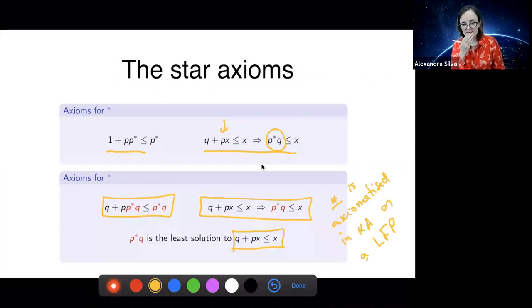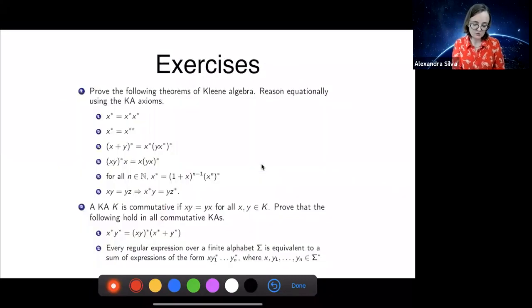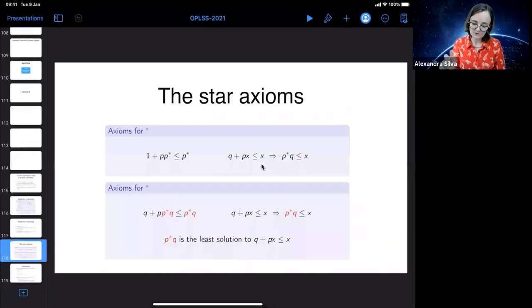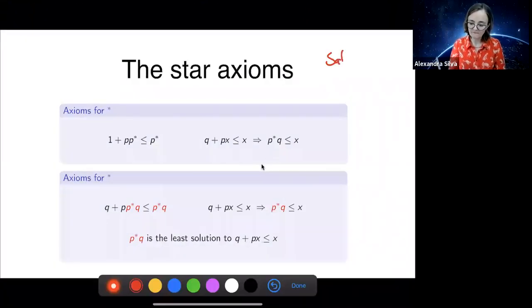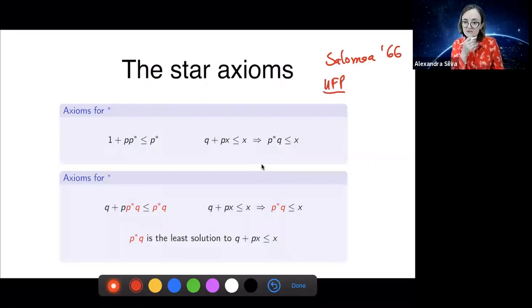And you might wonder why on earth I keep insisting on this and why this is in a lot of the Kleene algebra papers and so on. Just one historical remark. One of the first axiomatizations of Kleene algebra goes back to Salomon in 66 or 67. And in his paper, he actually axiomatizes the star in a slightly different way. And he actually axiomatizes the star as what he calls a unique fixed point.